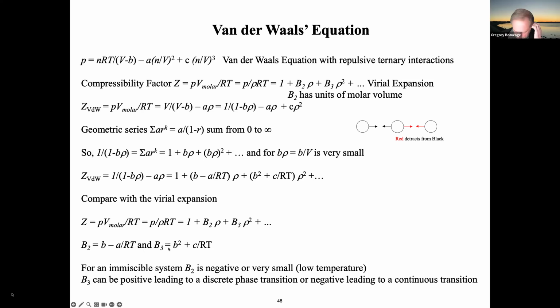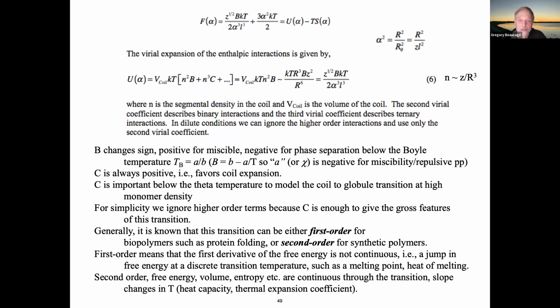And again, B2 positive means miscible and negative means immiscible. And B2 equals 0, that's a phase separation point if you're ignoring B3. So you're looking for this to go to 0 at the theta temperature, which is a critical point where the thing goes Gaussian, becomes an ideal chain. So anyway, you have that expression.